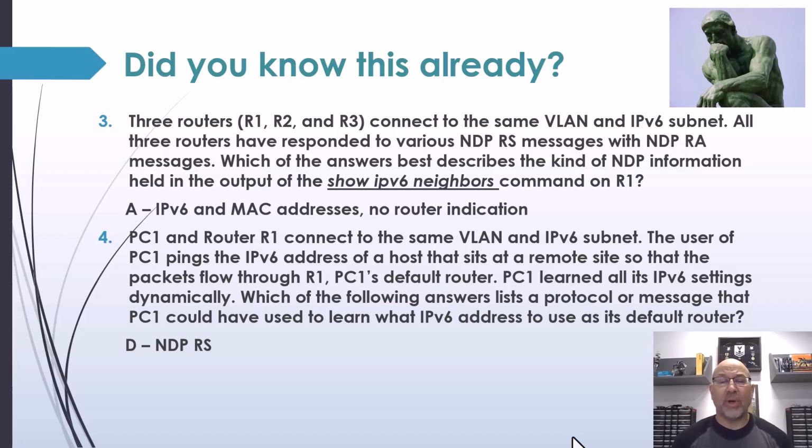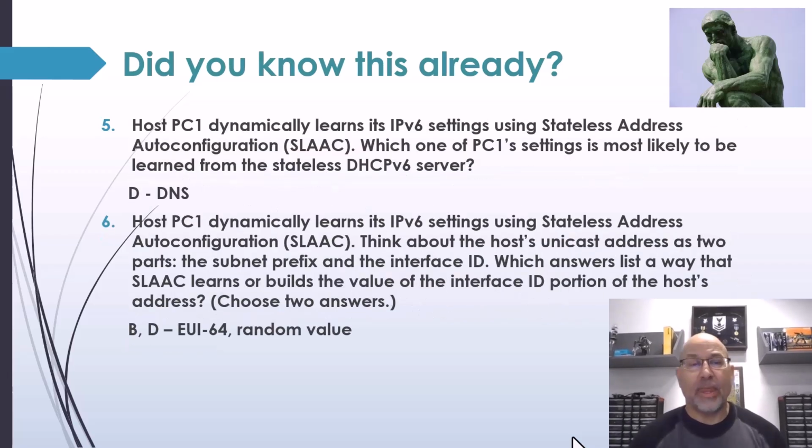PC1 and Router 1 connect to the same VLAN. The user pings the IPv6 address of a host that sits on a remote site, so across the router. PC1 learned all of its IPv6 settings dynamically. Which of the following answers list a protocol or message that PC1 could have used to learn all that stuff? And that's the NDP router solicitation, right? I send this out and then I get all the information from my router, and install the default route.